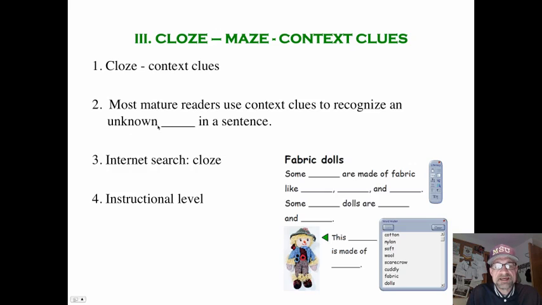Most mature readers use context clues to recognize an unknown in a sentence. Most of you automatically filled in the word here. This is what adult readers use. You can do an internet search using the word cloze, and that is spelled correctly. You'll find hundreds of worksheets and activities. Now, when you do cloze activities, you want to find students' instructional level.